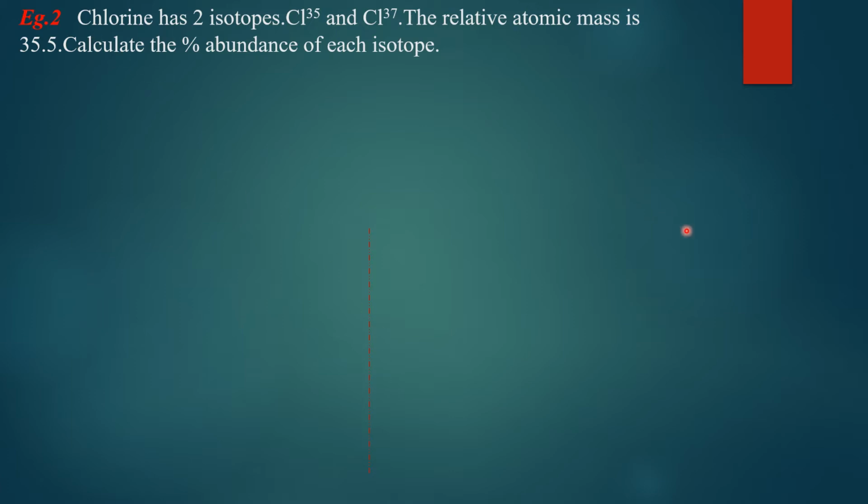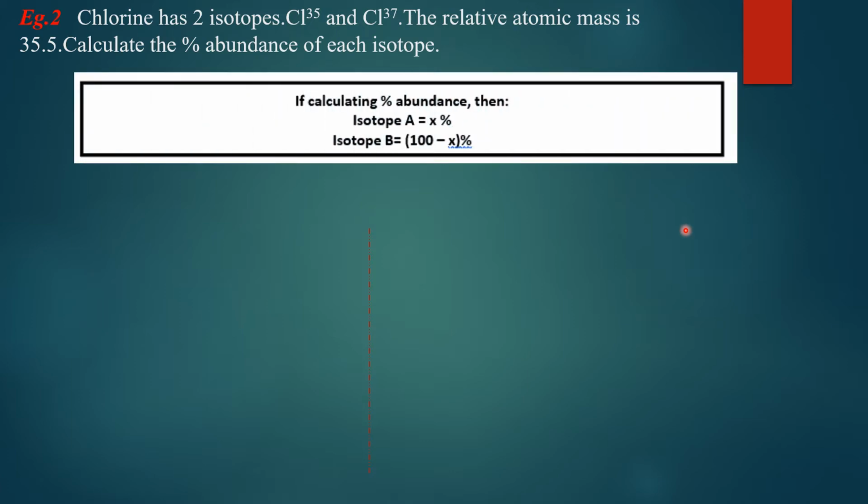Next, sometimes we are given the relative atomic mass and we are supposed to calculate the percentage abundance. In order to do that, the first thing we do is make an assumption. When we calculate the percentage abundance, we are assuming that one of the isotopes is X%, while the other one is 100 minus X%. That is a very important assumption we are making.